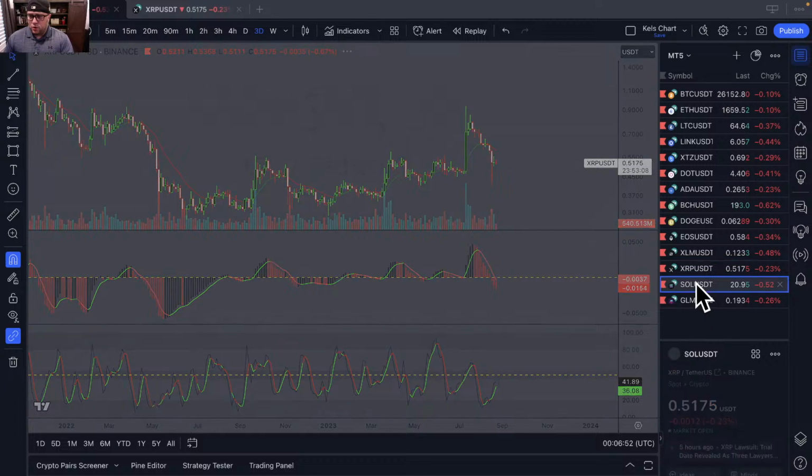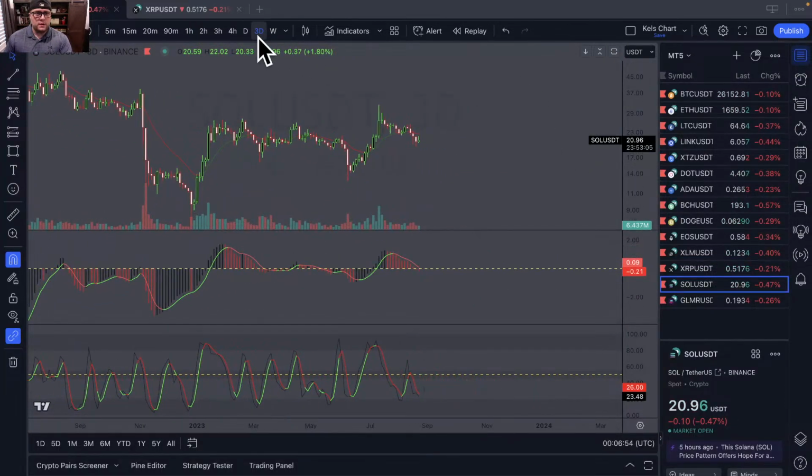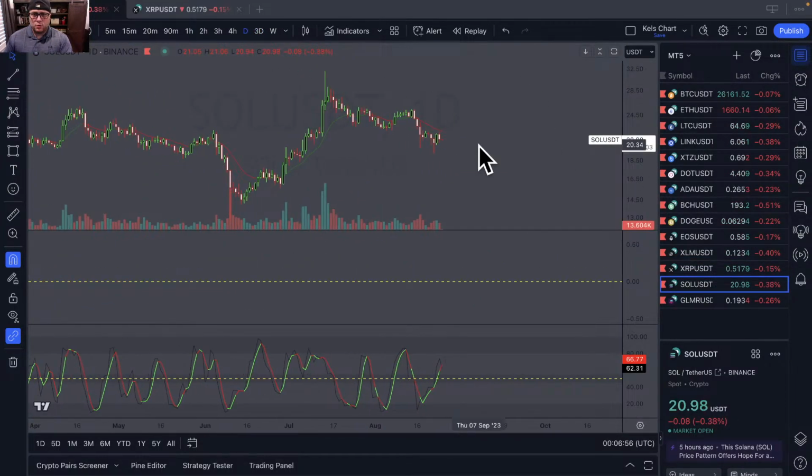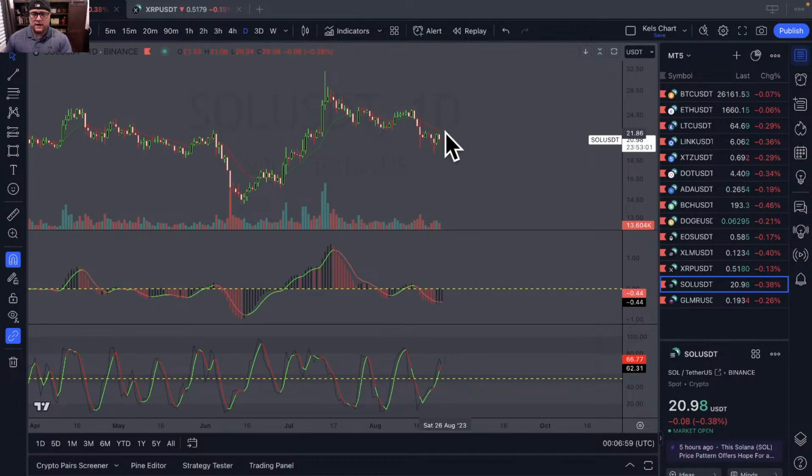Let's go look at Sol. Sol is another one. Look at a day chart. Sol right here, we can see that we almost had a piercing pattern, not quite yet. Again, we want to go short on all these most likely because our indicators are pushing down. Our MACDs are down. Our momentum indicator is turning over on us. You've got your EMAs that are red that are going to push down.